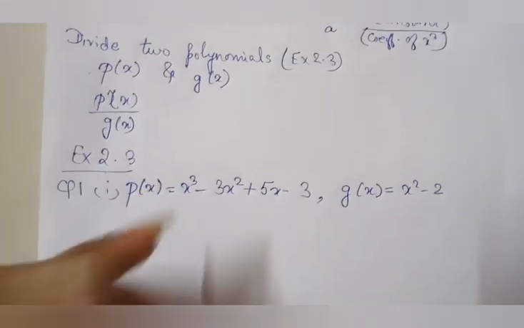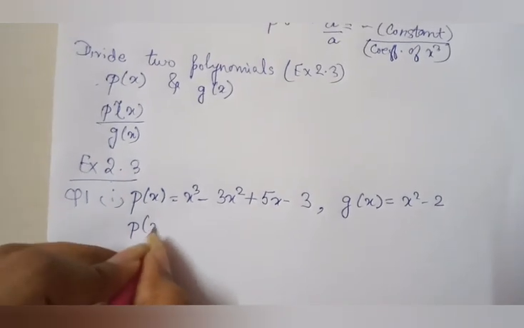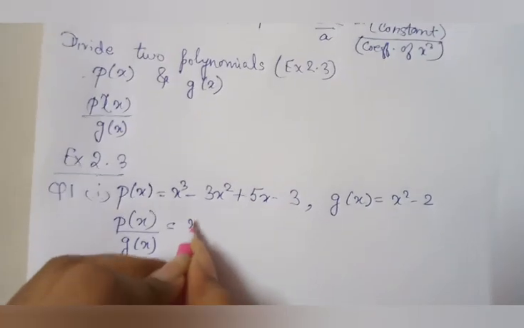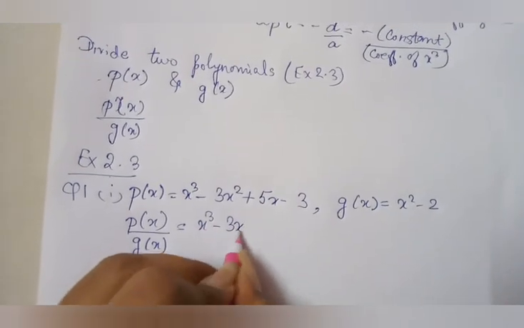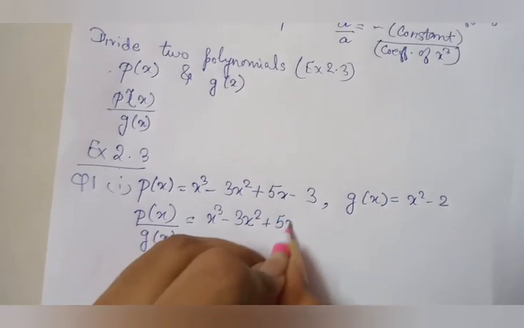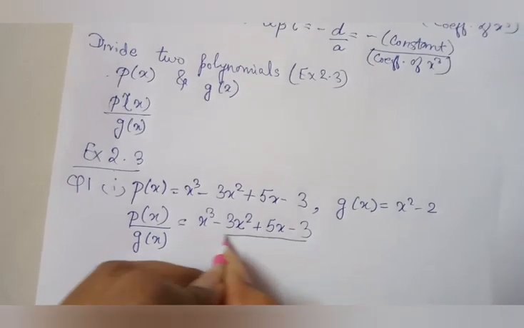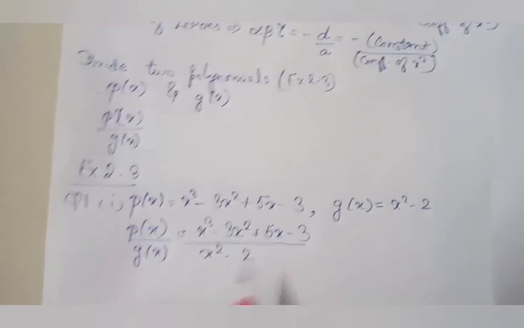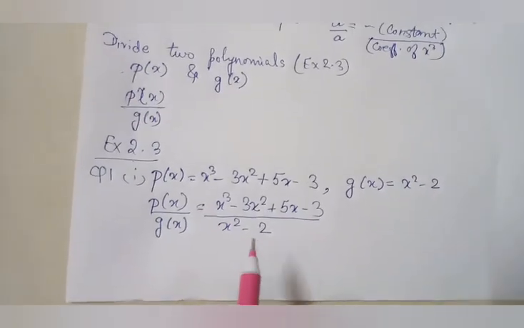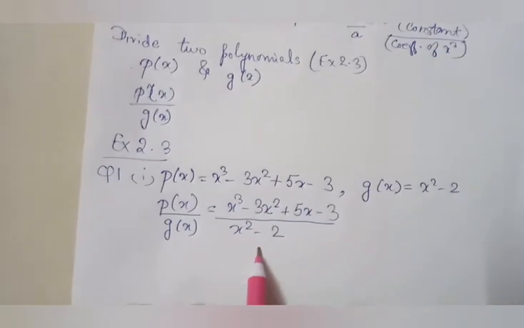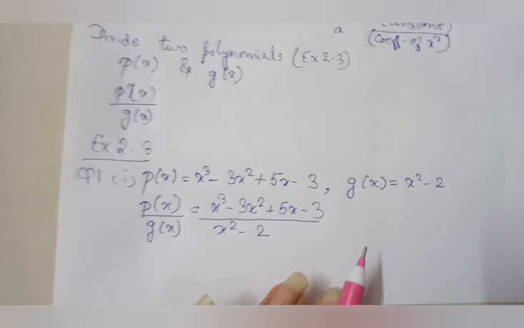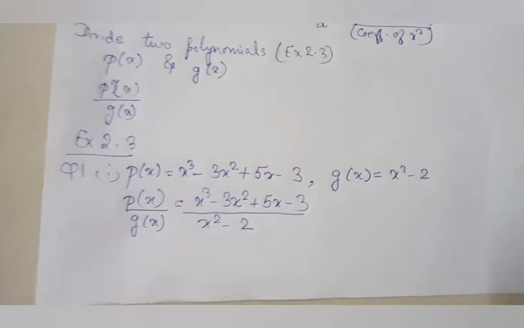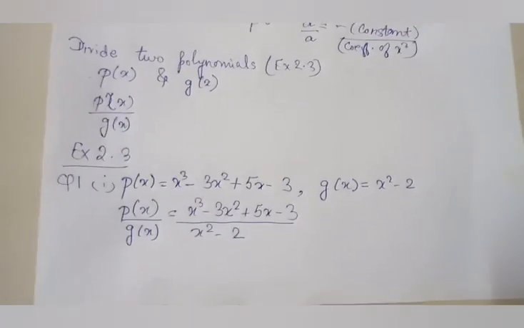So now, as you can see, they have said p(x) by g(x). So we'll write it p(x). What is p(x) here? x cube minus 3x square plus 5x minus 3 upon g(x), which is x square minus 2. Now you can see we have no step to solve it. Nothing gets cancelled, nothing can be done. So for this we have a different kind, it is the same kind of division but in a different way.